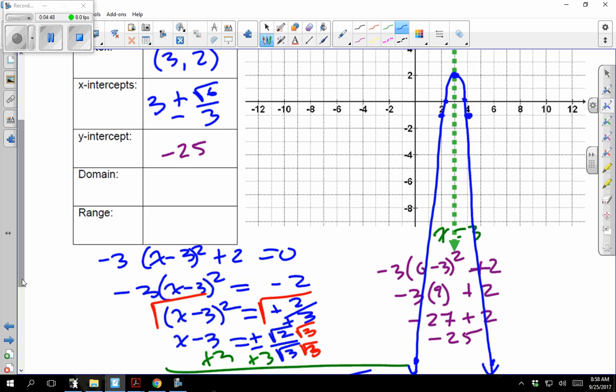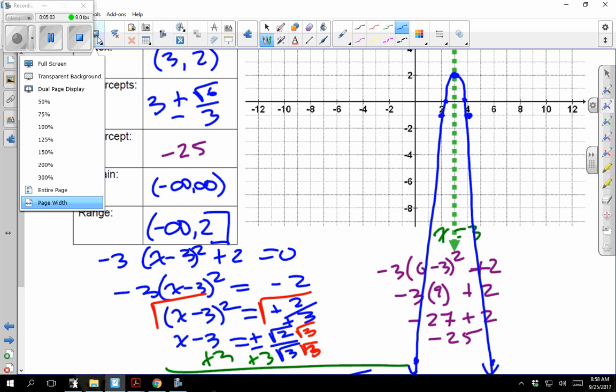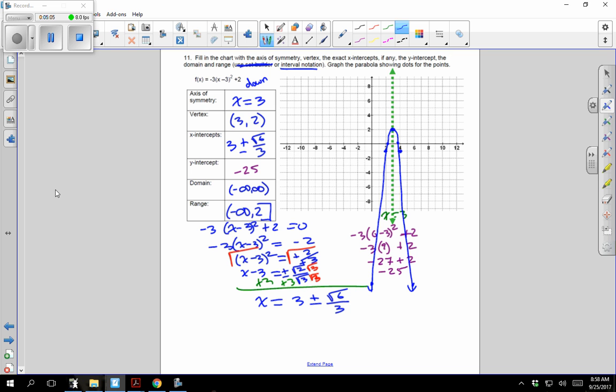My domain is from negative infinity to infinity. My range is from negative infinity to 2, including 2. Okay, there's my entire masterpiece.